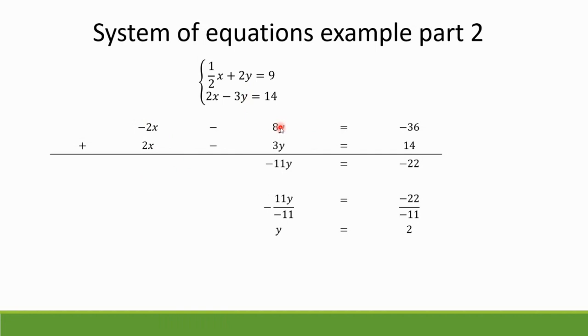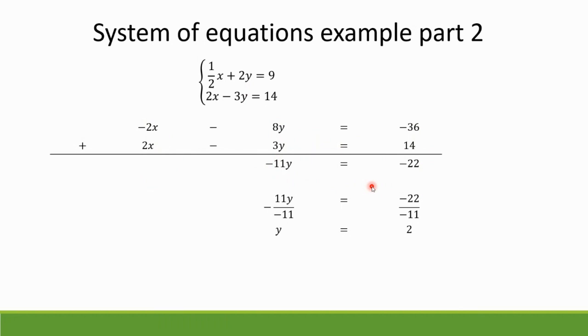And here we have -8y and -3y. We add those, you get -11y. And -36 plus 14 is -22. So essentially we killed off x. We only have one variable, y, and we can solve that. We have one equation with one unknown, and here it's easy because you have -11y equals -22.